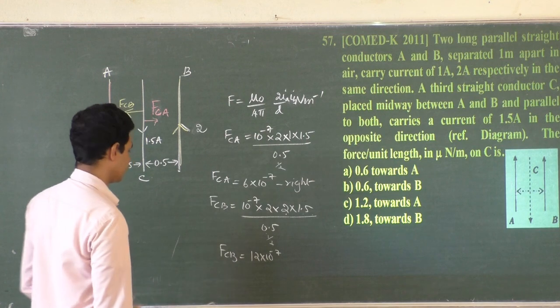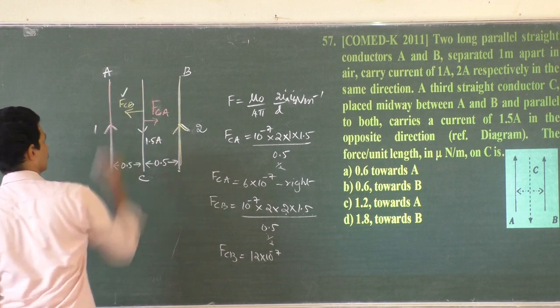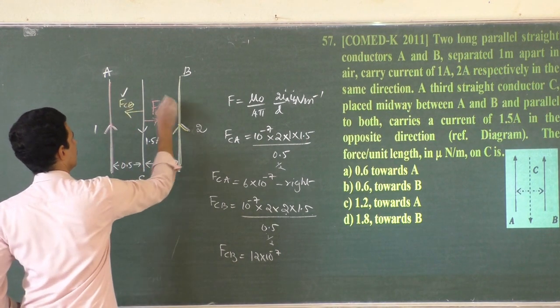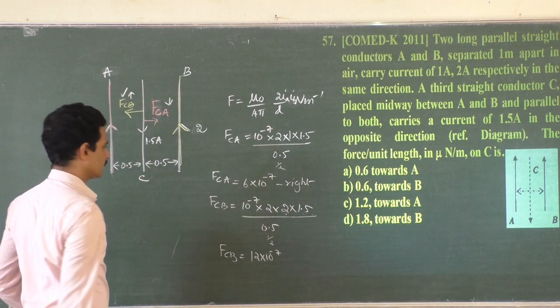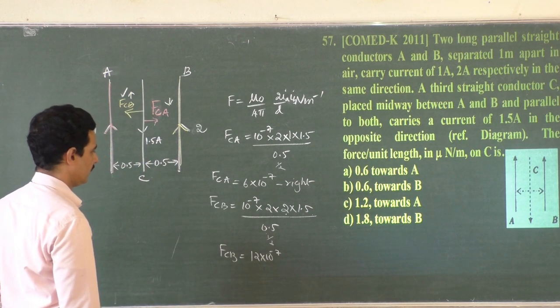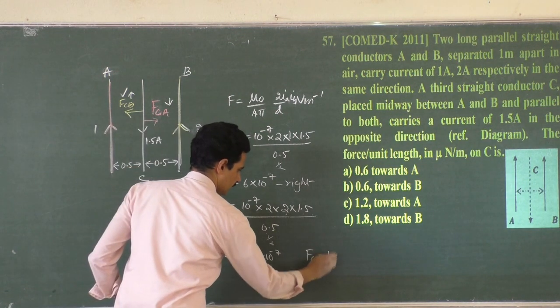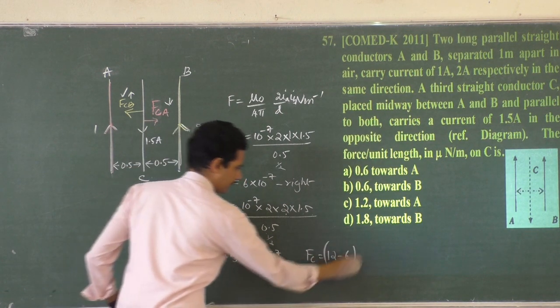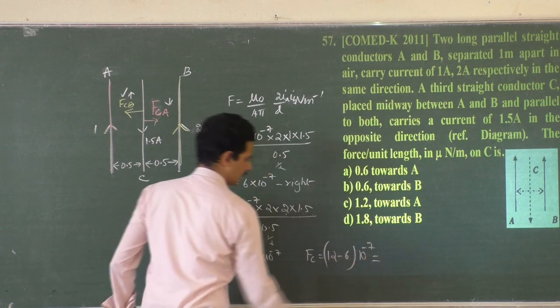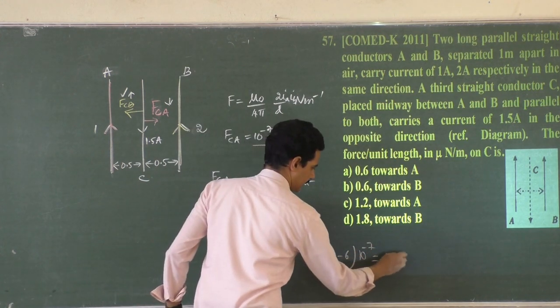Yes. Now we have to subtract this. Who is stronger? This is stronger, correct? And this is weaker. Force on C due to A is weak. So we will write 12 minus 6. So net force on C is 12 minus 6 into 10 to the power minus 7. That is equal to 6 into 10 to the power minus 7.